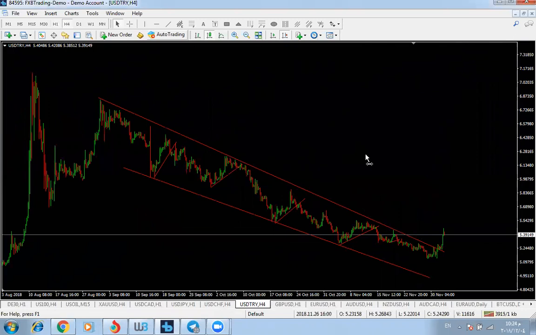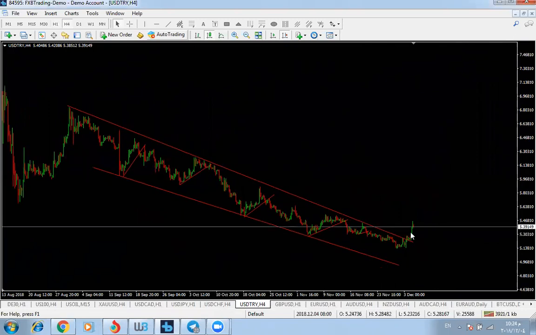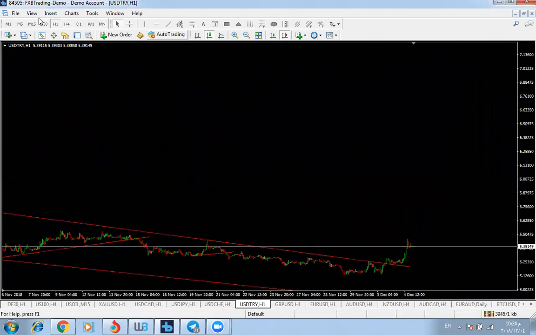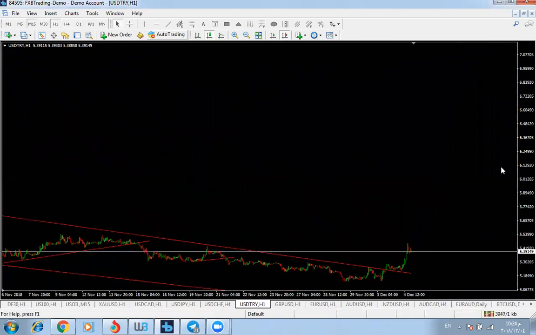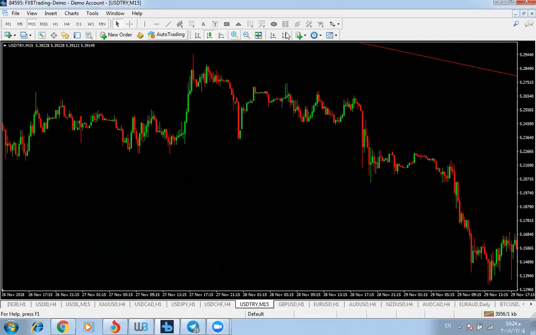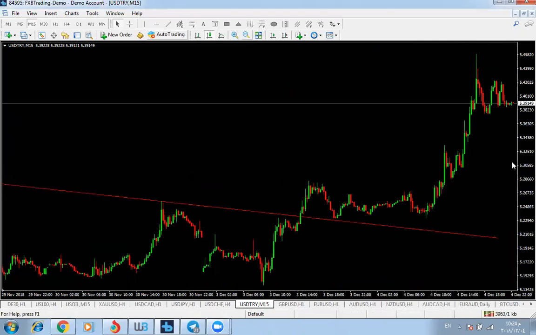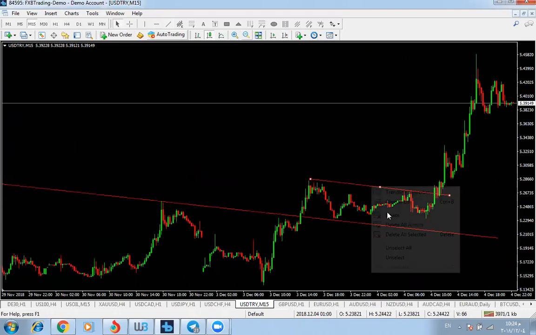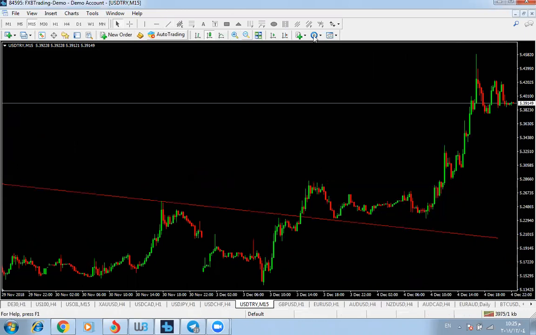Finally, the Turkish lira has come out from this descending wedge, and is making the first corrective after exiting from this wedge. You can watch it in the 15 minutes time frame. As I told you in many videos in the past, we are entering after exiting from this. This is the first corrective structure that has been made out of the descending triangle for the Turkish lira.